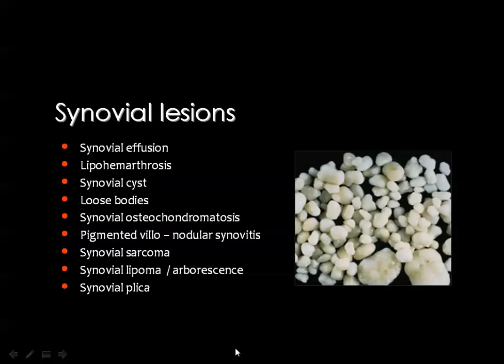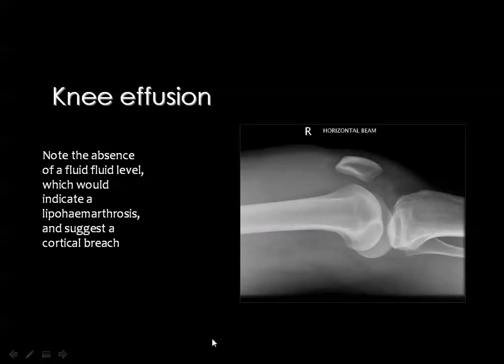Then we came to the synovial lesions, and we want to have some knowledge about the synovial effusion, lipohemarthrosis, synovial cysts, loose bodies, osteochondromatosis, pigmented villonodular synovitis, synovial sarcoma, synovial lipoma, and synovial blight. Starting with the effusion, knee effusion is usually diagnosed clinically by pressing the patella against the femur, and you can appreciate the swelling of the knee.